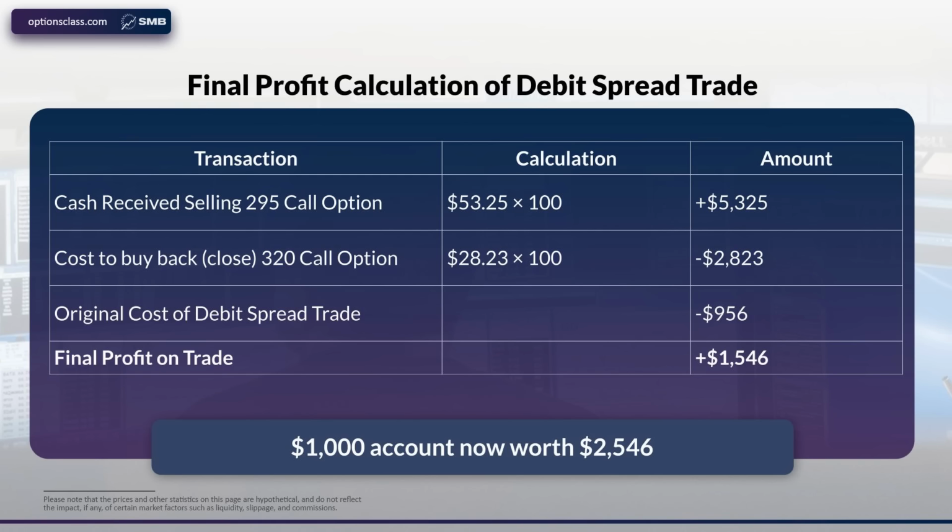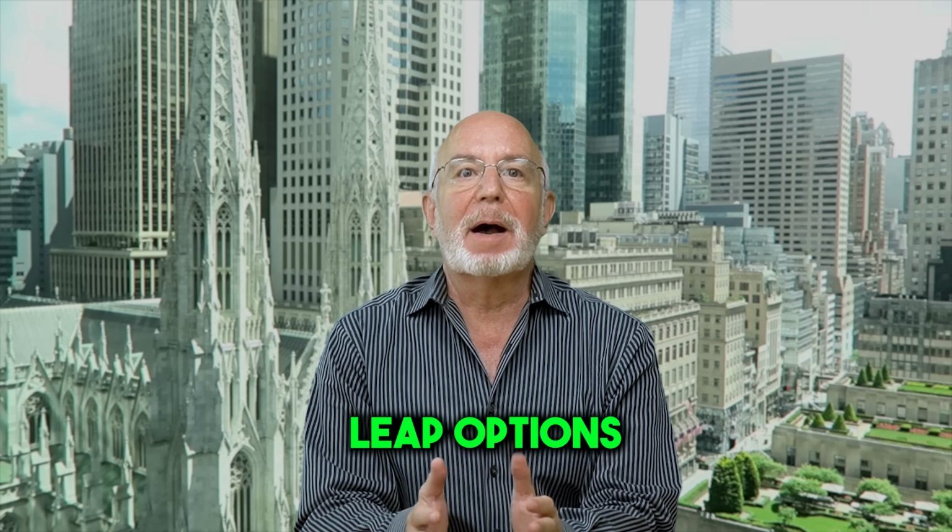So we've learned about iron condors and debit spreads and how both are ways to profit from options using a $1,000 account. And so the final option strategy that you can easily execute with a $1,000 options account is the outright buying of what options traders refer to as leap options.